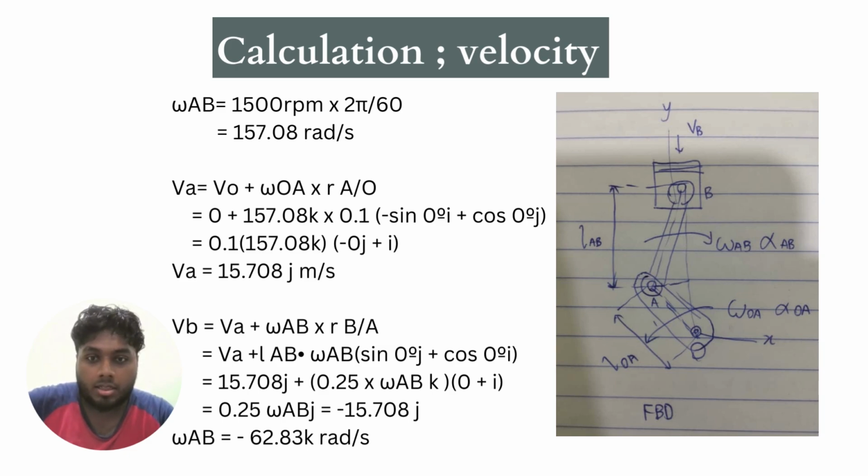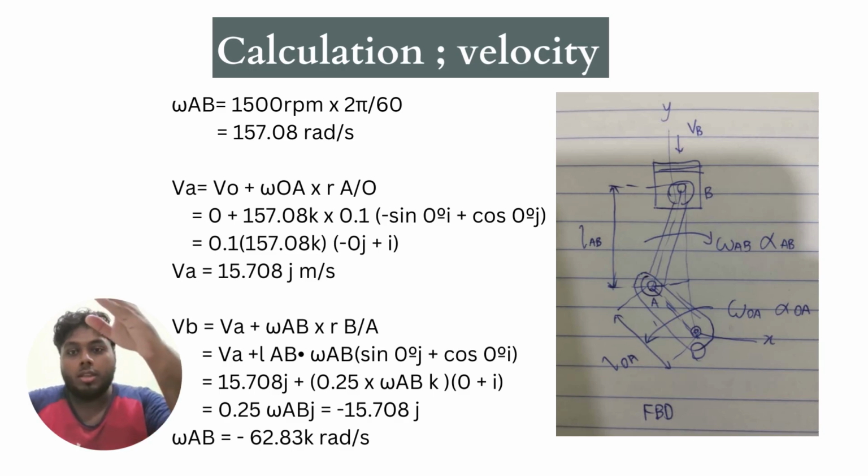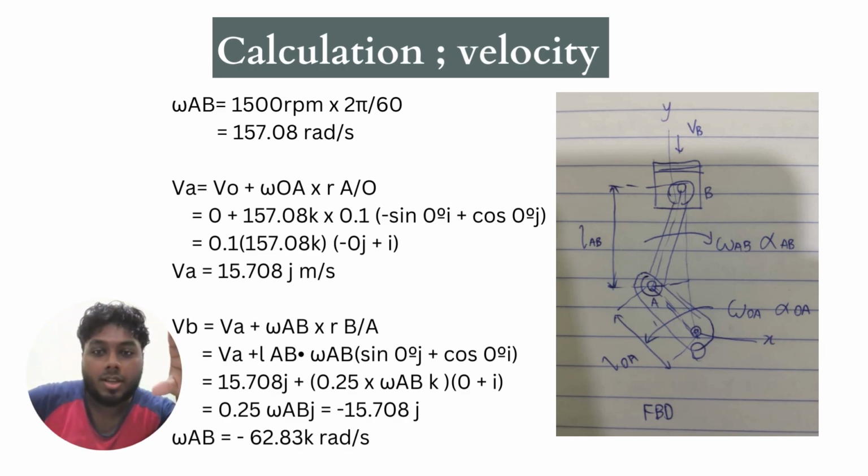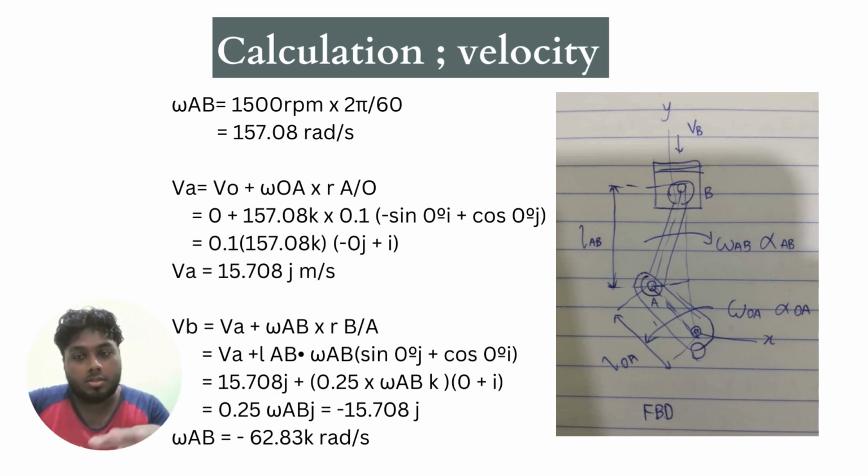By calculating to find the angular velocity omega AB, we divide negative 15.708j by 0.25i. So we will get the angular velocity of AB as negative 62.83k radians per second. So this is the velocity analysis for the crank mechanism. On my right is the free body diagram of the piston in the car, so have a good look. It's also a kinematic diagram to show how it moves.